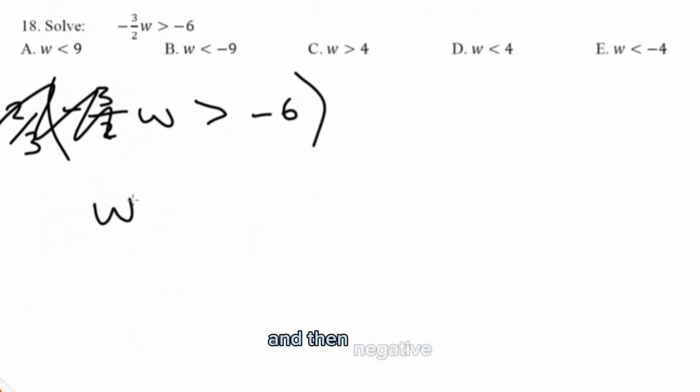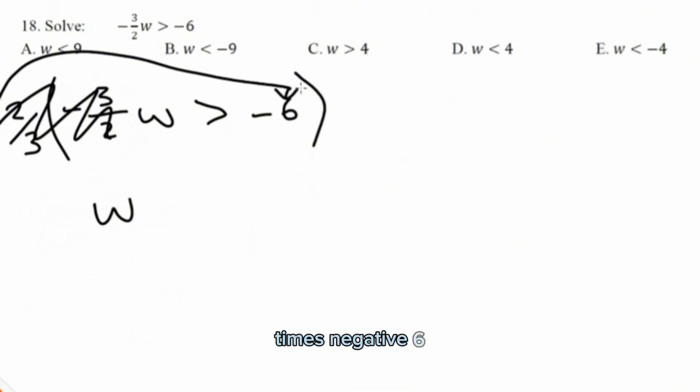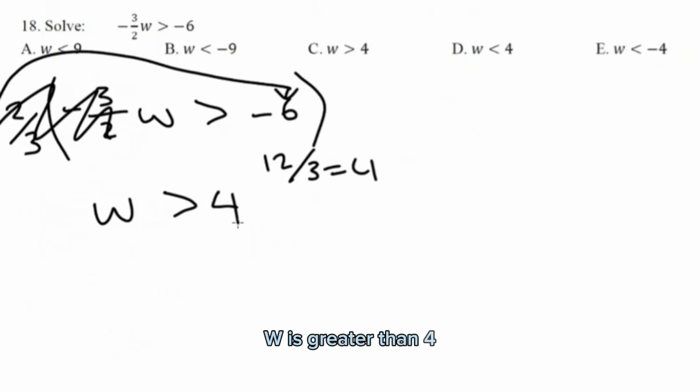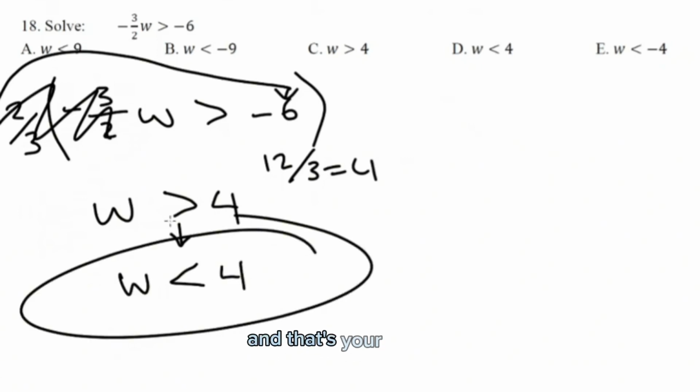And then negative 2 over 3 times negative 6. So that's just 4, because negative 2 times negative 6 is 12, and then 12 divided by 3 equals 4. So now we have w is greater than 4. But we're not done. Since we multiplied the entire inequality by a negative value, we also have to switch the sign. So the sign switches around. So now it's w is less than 4, and that's your answer.